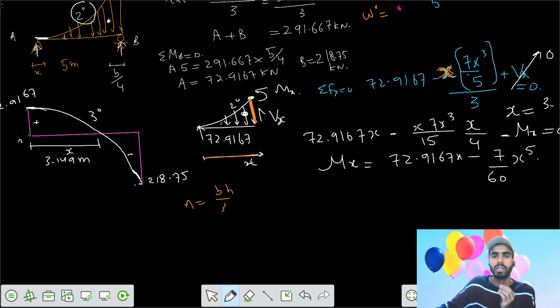But we have that equation: w max equals 7x squared in the length of 5 meters. If you need it for that x meter, this is your intensity, 7x cubed by 5, then divided by 3. So if I solve that, 72.9167 into that 15.